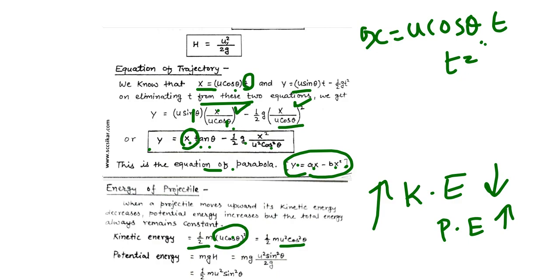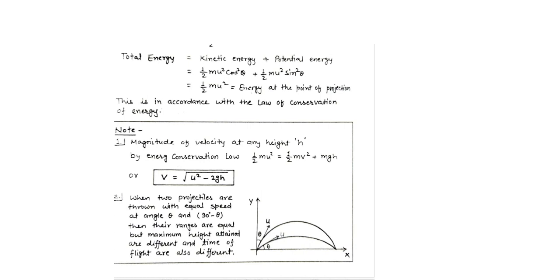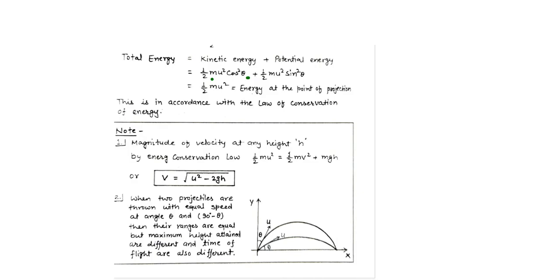Because we are considering kinetic energy. If you consider potential energy, you have to consider this height. So instead of height, we have this equation, right? We substitute this equation and we are getting half m u square sin square theta, g cancel. So what is kinetic energy plus potential energy? You are getting half m u square cos square theta plus half m u square sin square theta. Take half m u square outside, cos square theta plus sin square theta is 1. So this is the energy at the point of projection and this is in accordance with the law of conservation of energy.